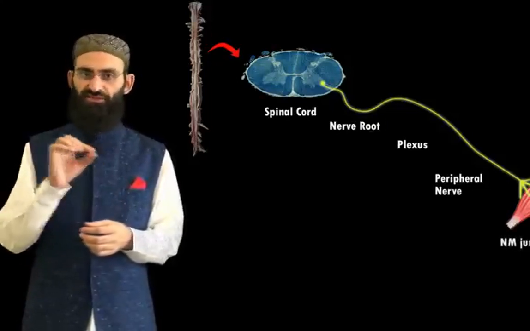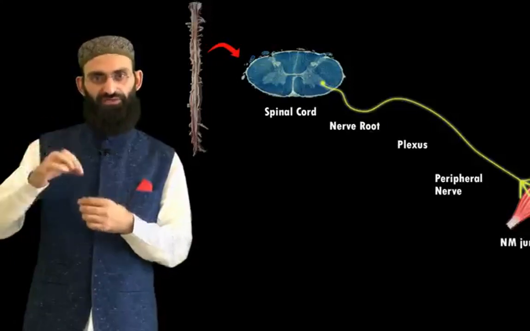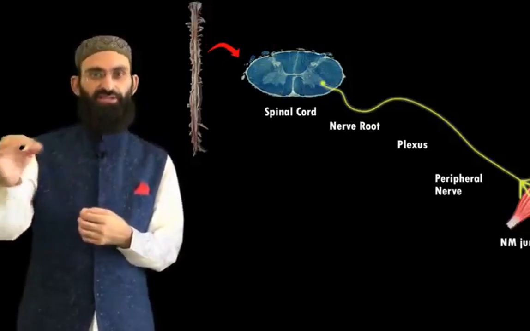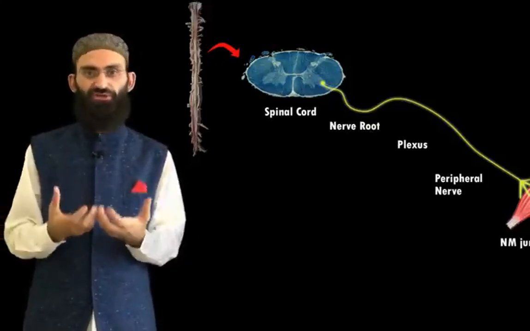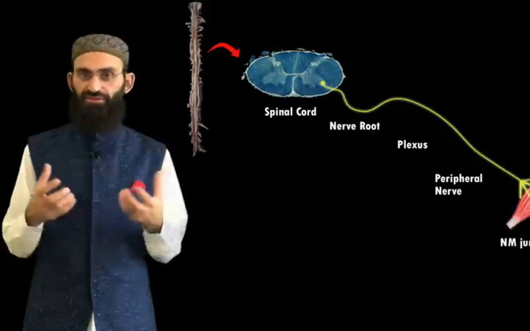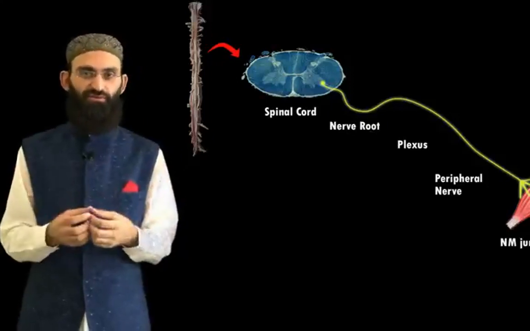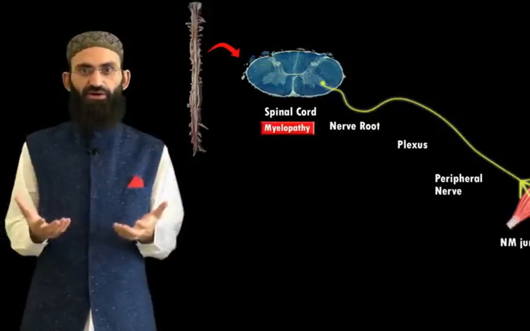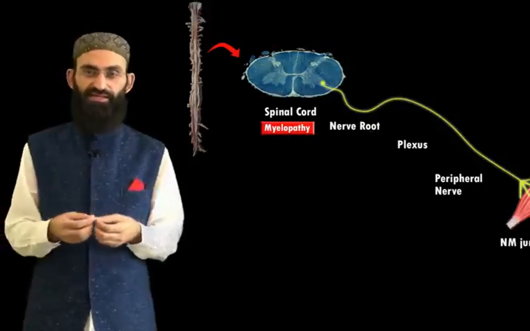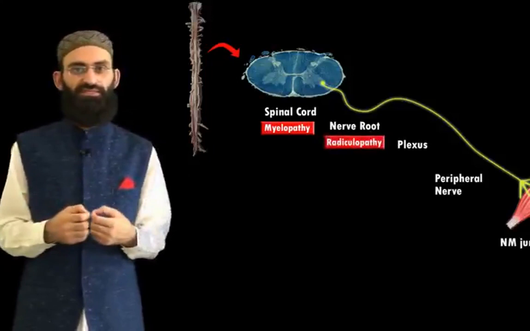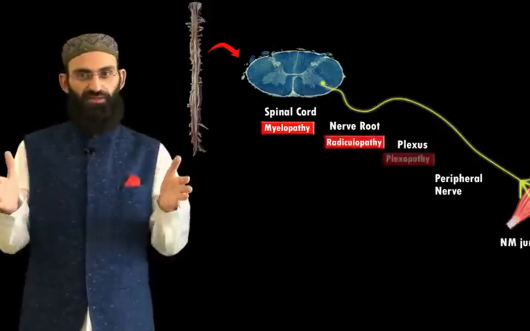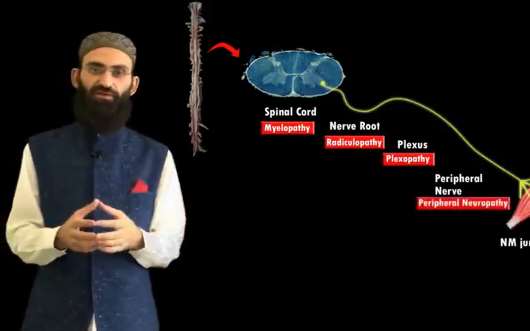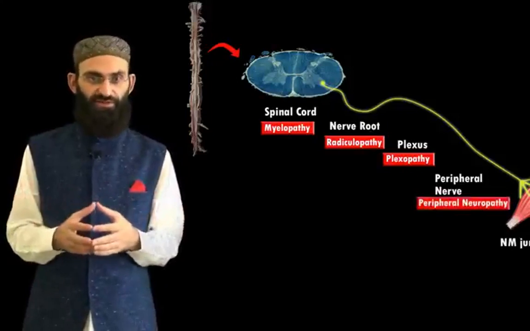So damage to these lower motor neurons, right from their origin in the spinal cord in the case of spinal nerves to the distal end of the axons, can lead to lower motor neuron type weakness. The different categories of lower motor neuron type weakness include myelopathy, which is a disease of the spinal cord right at the level of anterior horn cells; radiculopathy, which is a disease of nerve roots; plexopathy, which is a lesion at the level of the plexus; or neuropathy or peripheral neuropathy, which is a lesion at the level of peripheral nerves.